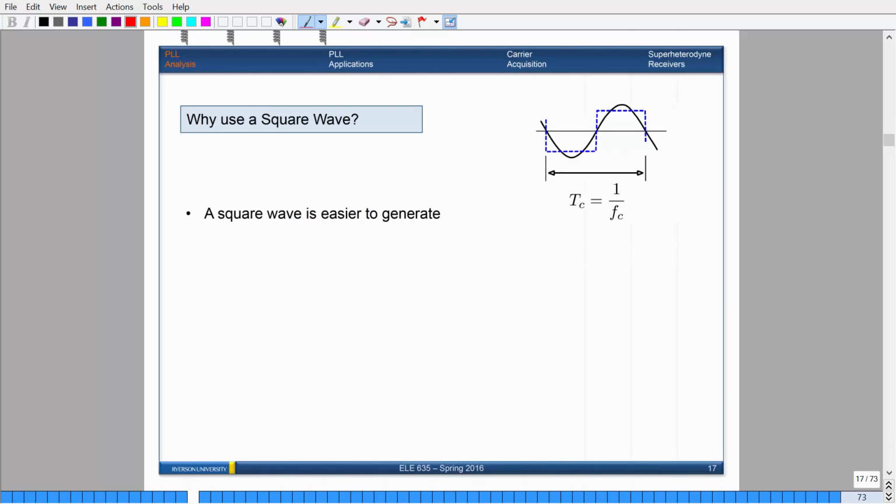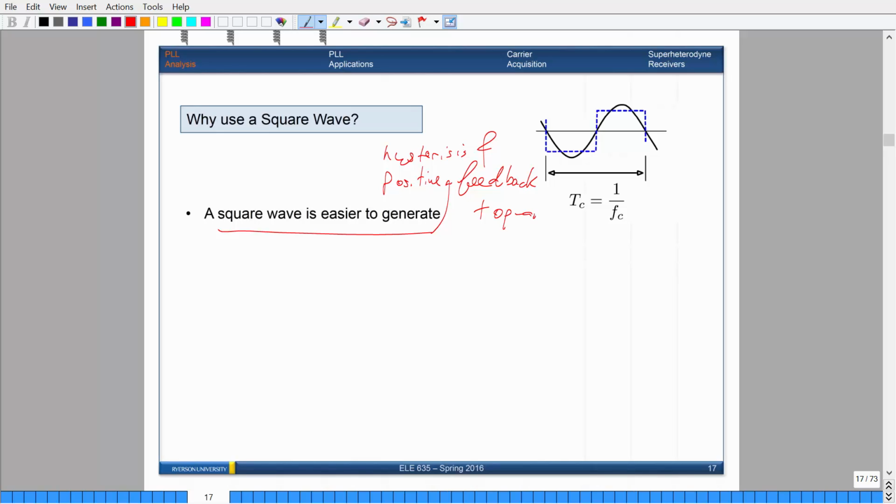Okay, so why use a square wave? As I just talked about, it's easier to generate. You can use what's known as hysteresis and positive feedback. Remember, you can use positive feedback in op-amps, right? Remember when you were taught, at least in 404 or 302, that usually negative feedback is good, and positive feedback may not be a good thing, but in this case it is, if you want to generate a square wave properly. Okay, so it's easier to generate.